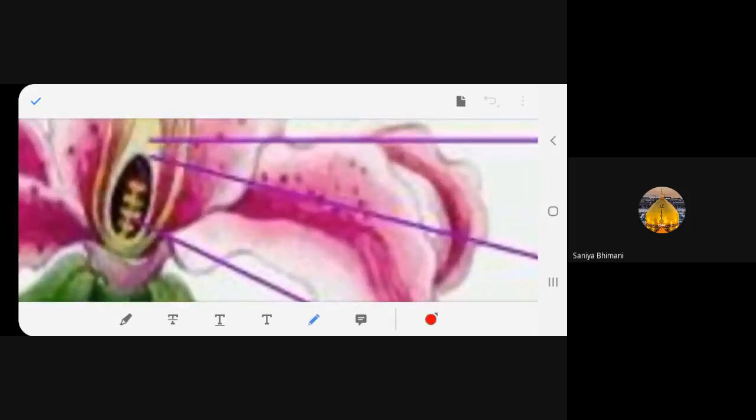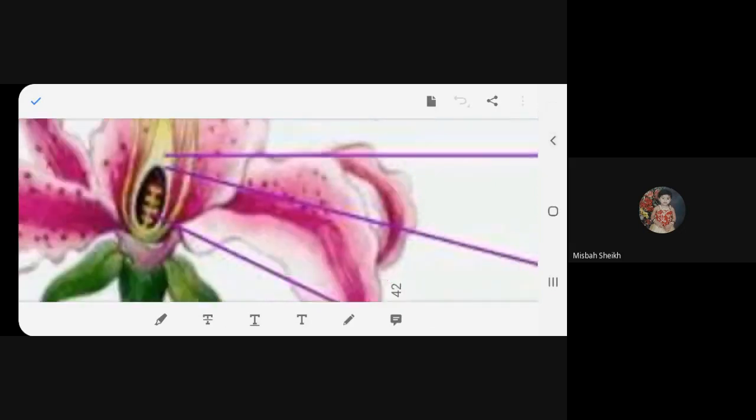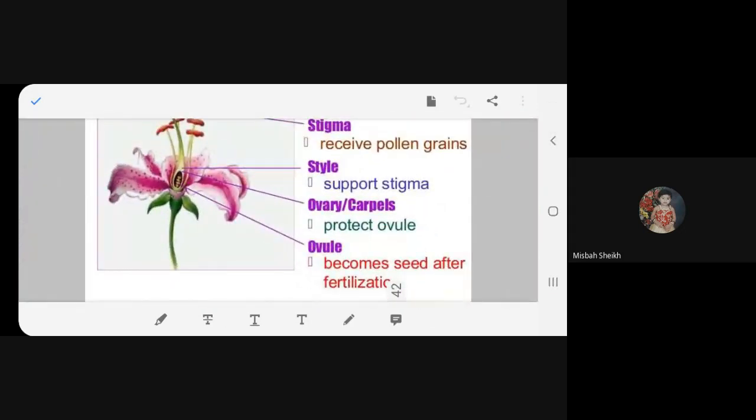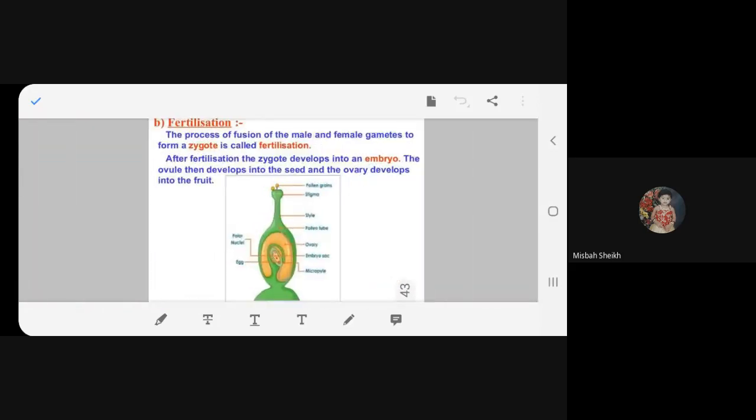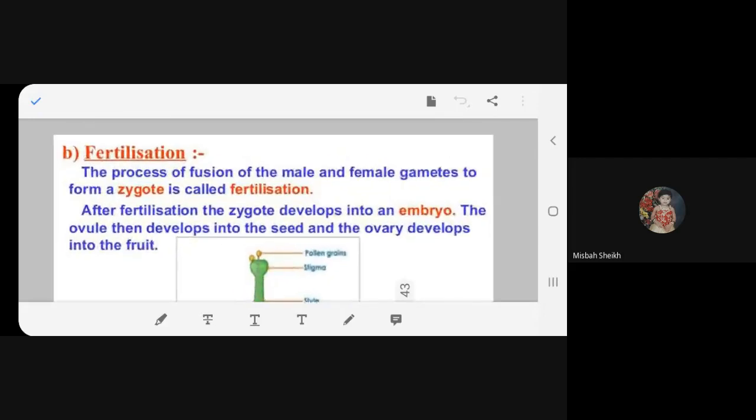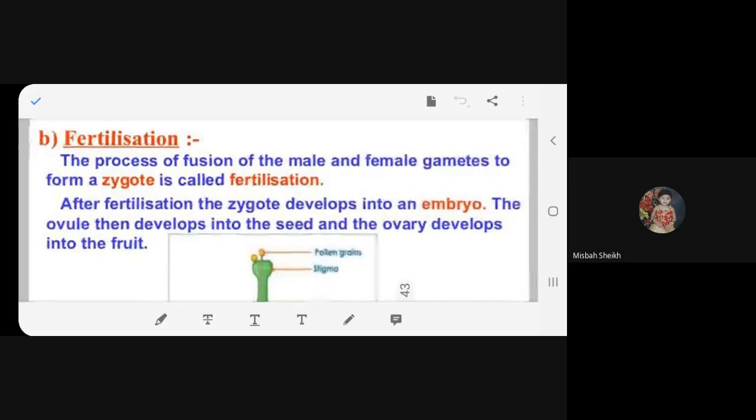And what is this? Ovule. What is the function? To make seed, after fertilization. Okay, good. So all of you understood nicely? Yes. So we have done the female reproductive organ. Pollination is over. Now next is fertilization.